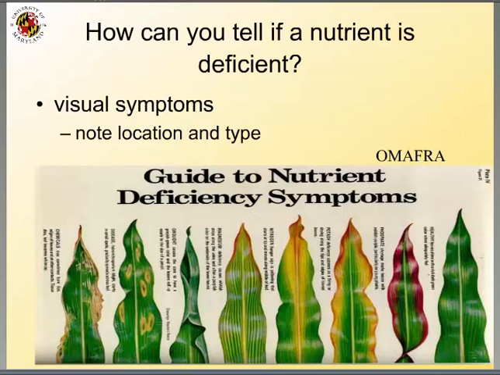How can you tell if a nutrient is deficient? Well, you can look at your plant, and one thing you're going to want to do is know the major nutrient deficiencies, because that, again, is fair game for the exam. I'll give you a reference here in a minute. This is from an Ontario bulletin.